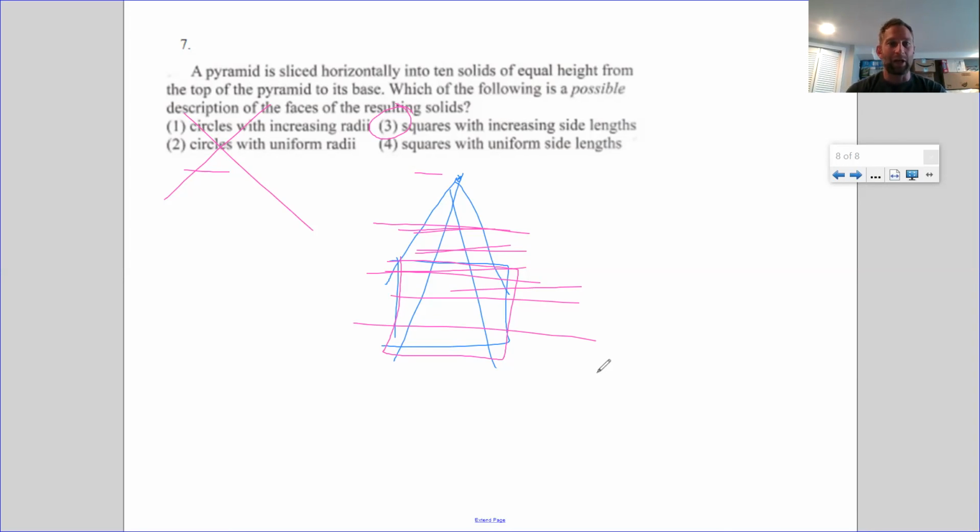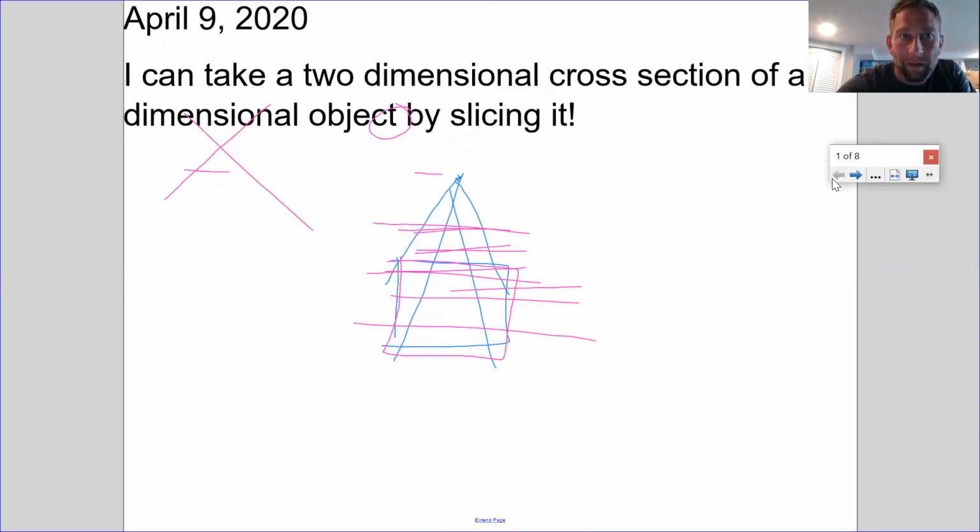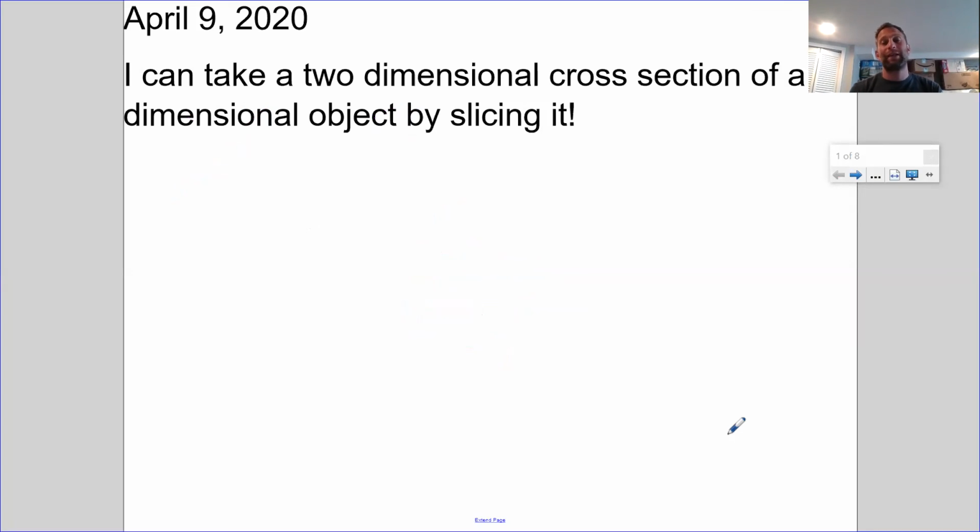So again, a cross section is a 2-dimensional slice from a 3-dimensional object. And the best way to do it is really just to physically take something and do it. So if you're taking a test in the future, hopefully look back to this video of Mr. Schlansky in his basement with all the boxes, with his Play-Doh, slicing it up.